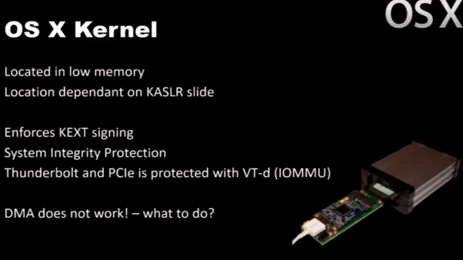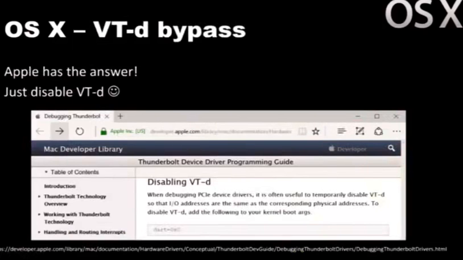All Macs today pretty much have Thunderbolt, but Thunderbolt is actually protected with VT-d. OS X actually uses this IOMMU in order to protect itself from DMA attacks. So that's kind of boring, so what can we do in order to change that? We can visit Apple's website. Thank you, Apple. Apple on their website tells us in plain text how to disable VT-d. So yeah, it's as easy as that.